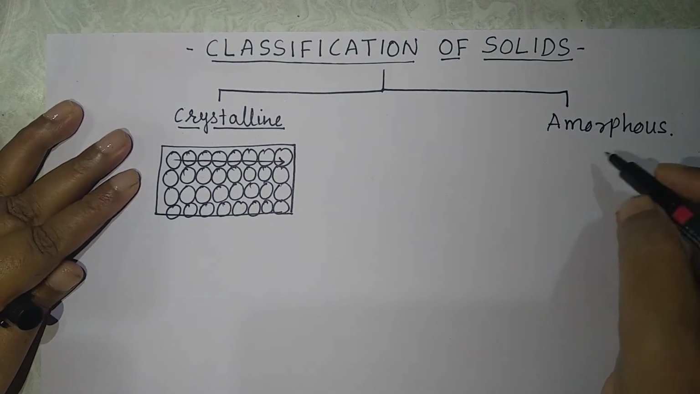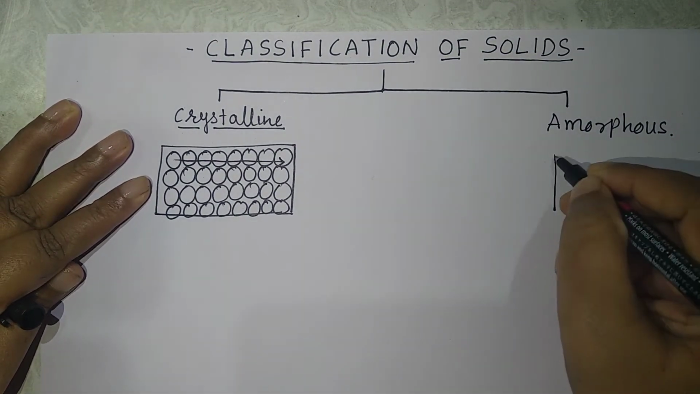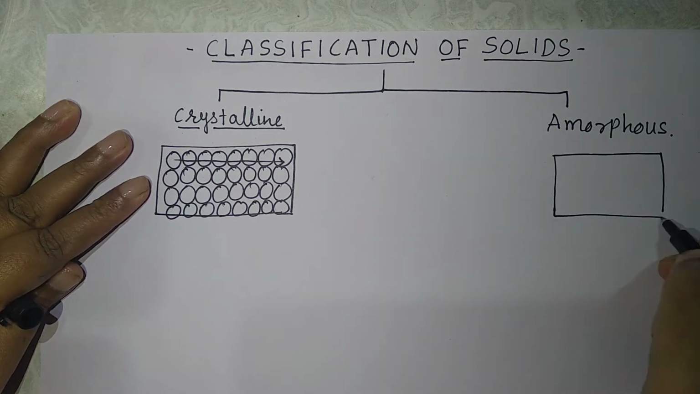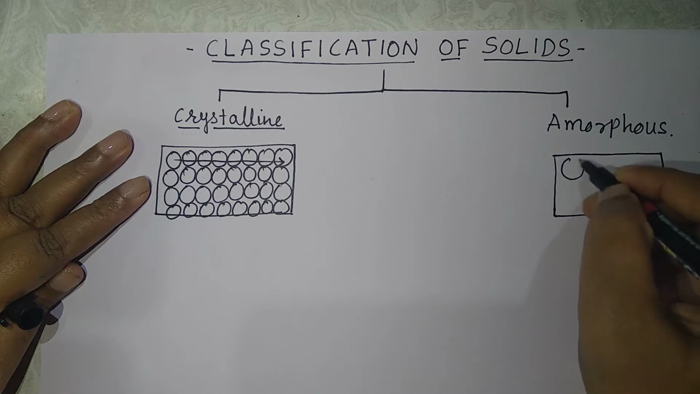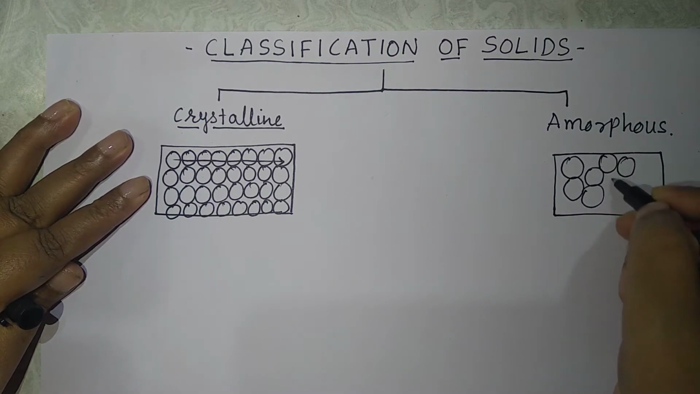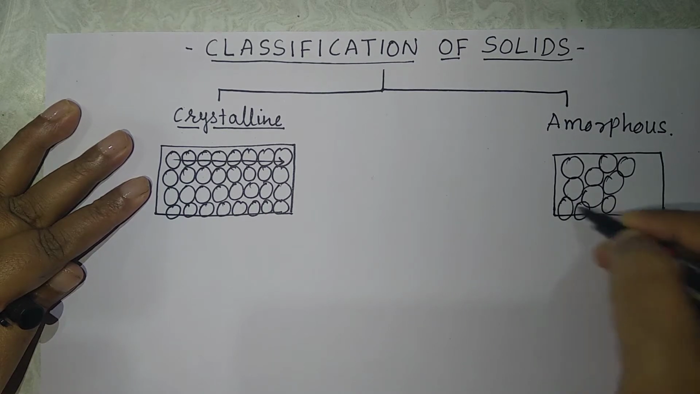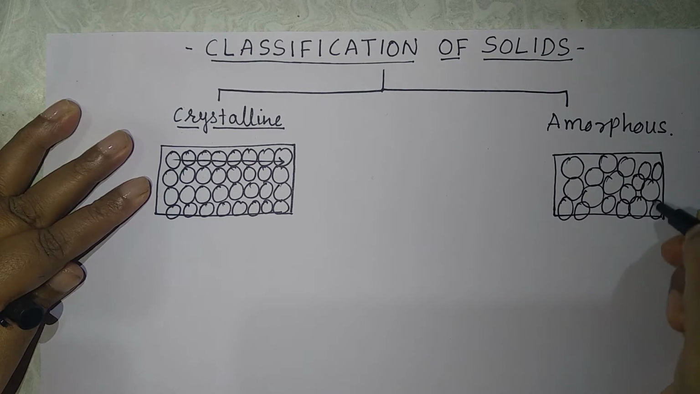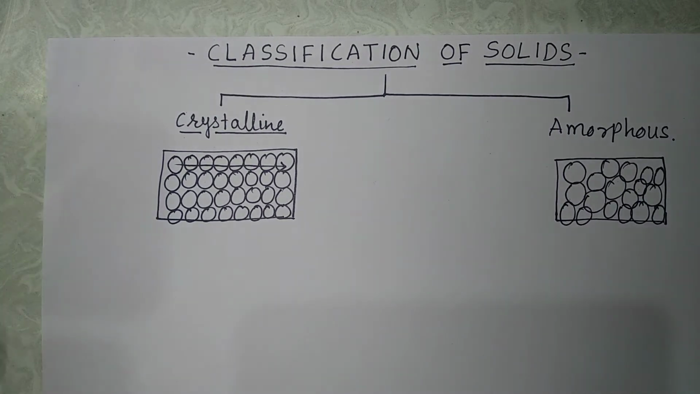Whereas in amorphous, if I see, they are just stacked. Stacked means, students, they are placed one above the other. So if I see the structure here, they are present in any pattern like this, one above the other. So this is a random arrangement of the atoms.